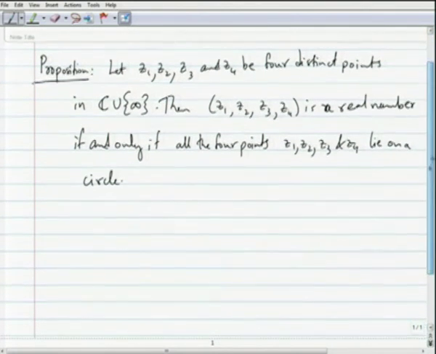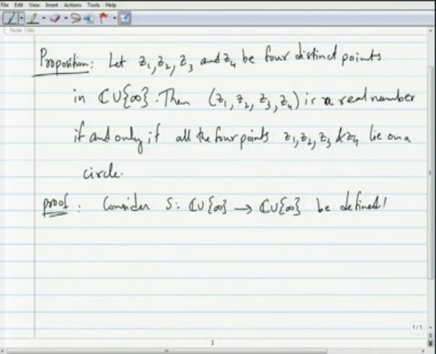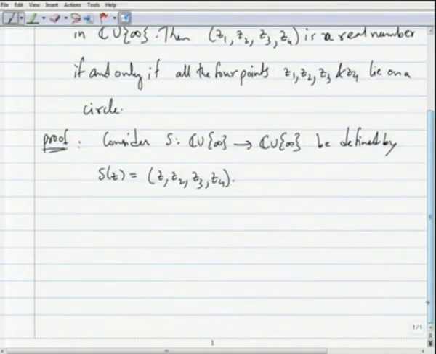This proposition is useful in the following sense. It gives a criterion in terms of the cross ratio for when 4 distinct points actually lie on a circle. Here is the proof of this fact. Consider S from C union infinity to C union infinity defined by this cross ratio. We know that these are bijections. S of z is equal to the cross ratio z, z 2, z 3, z 4.